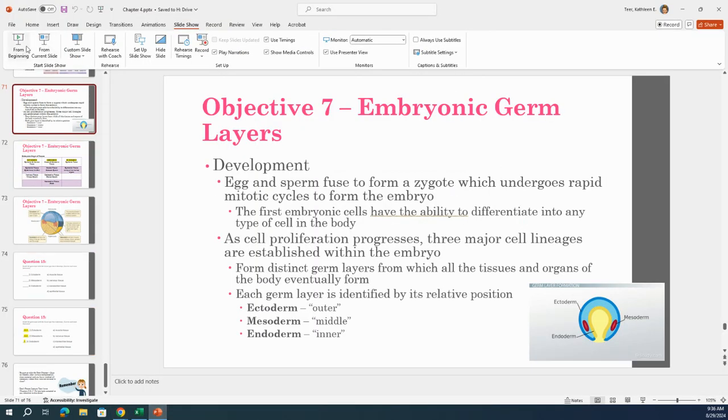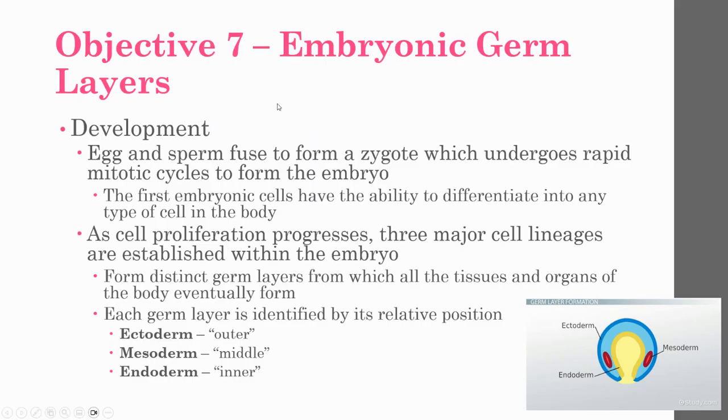Alright guys, our last and final video for chapter 4 is going to be your embryonic germ layers. And these were mentioned a little bit when we were talking about connective tissue and how that connective tissue arises from your mesenchyme, which is a type of stem cell line. And so just a little bit of background on development.